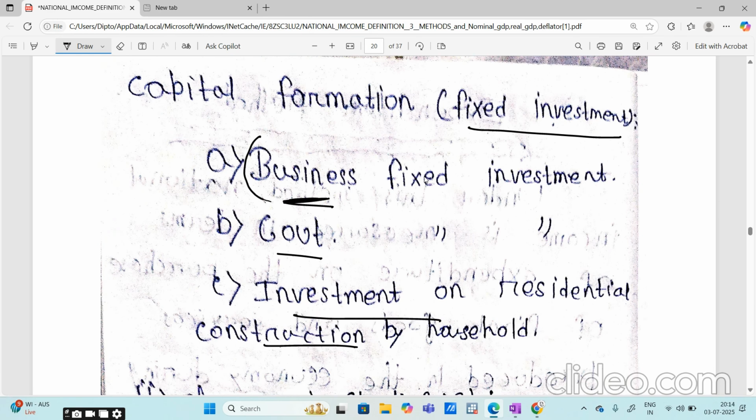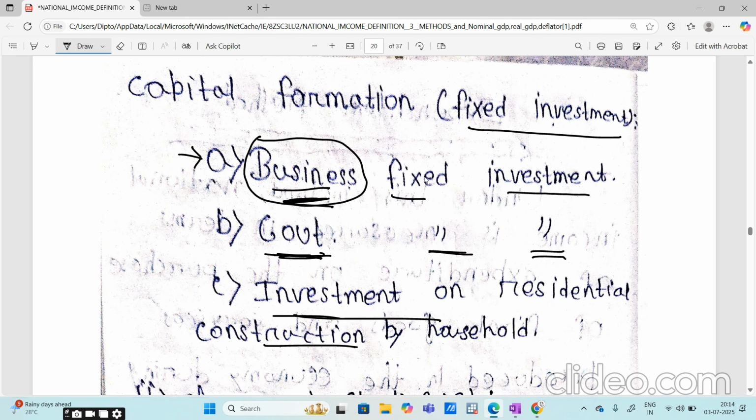If any entrepreneur who is not part of the government is making any investment into his business, his farm, or his production process, buying new machines, hiring new laborers, buying new land, whatever investment he is doing, that is business fixed investment. If the investment is done by the government, if the government is building bridges, railways, roads, infrastructure, hospitals, nursing homes, then that investment will be treated as government fixed investment.